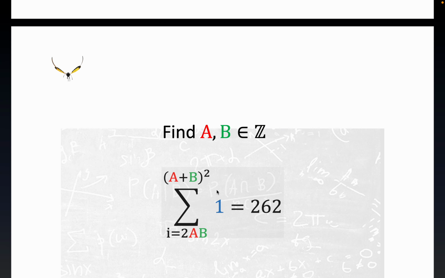Looking for integers a and b that are solutions to this summation equation where we have a constant. Notice that this has no dependency on i. The index of the summation is i. We're just summing up a bunch of ones, and we want to know what values of a and b will produce this value of 262.